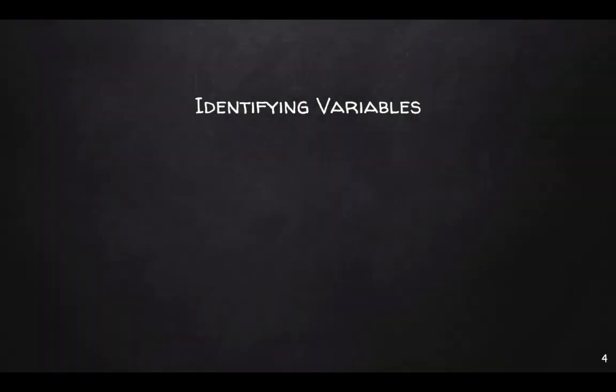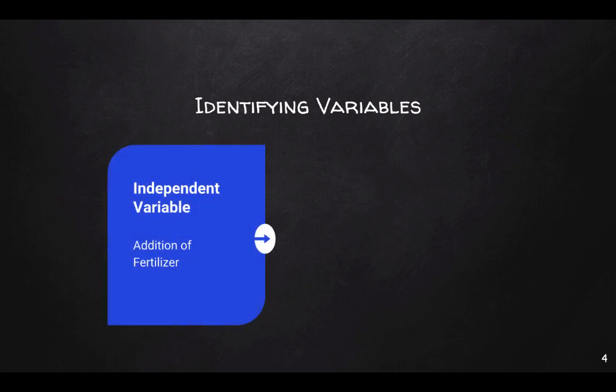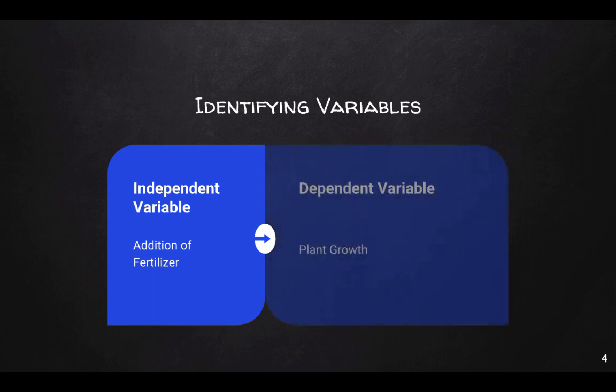In our example, what would be the independent variable? Well, the variable that we're changing is the addition of fertilizer. And since we are measuring how much the plant will grow, that makes it our dependent variable.